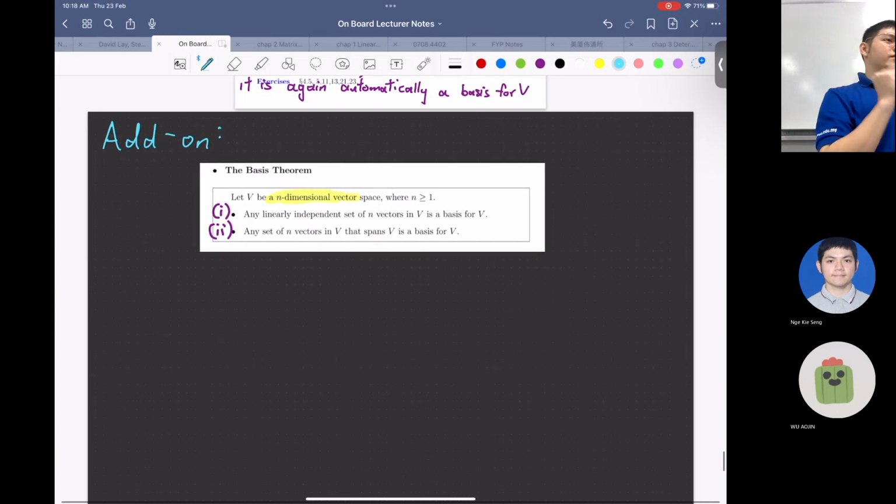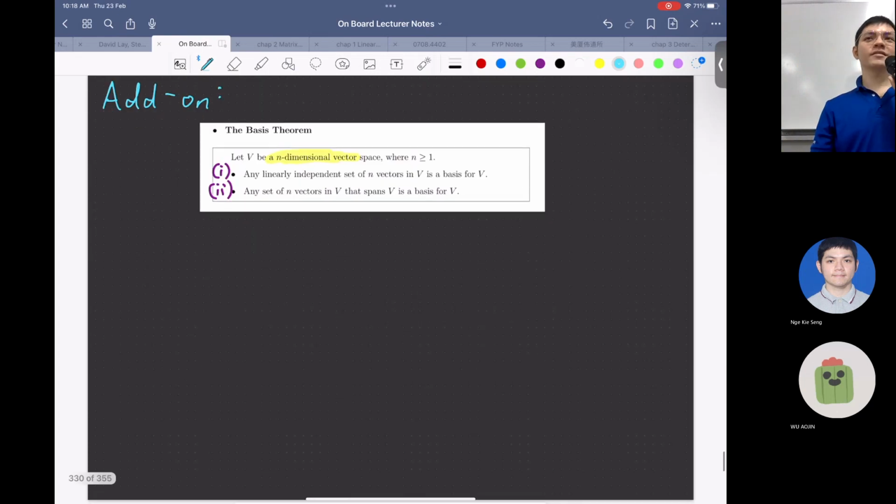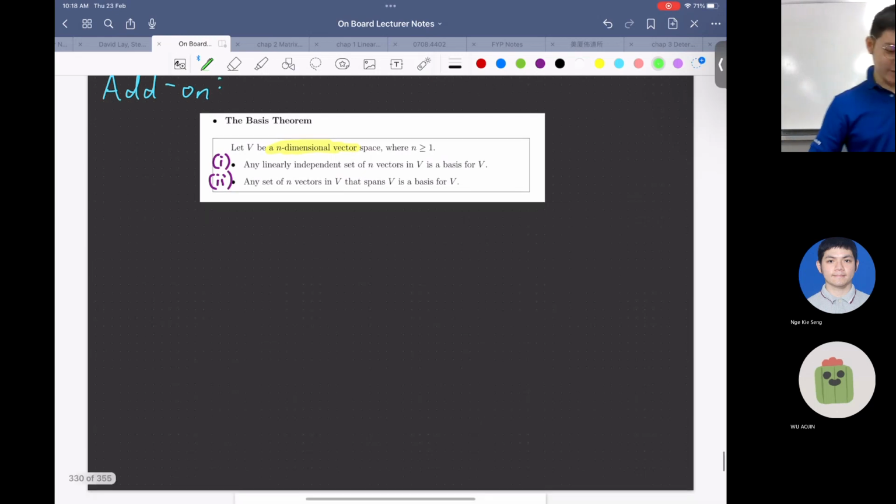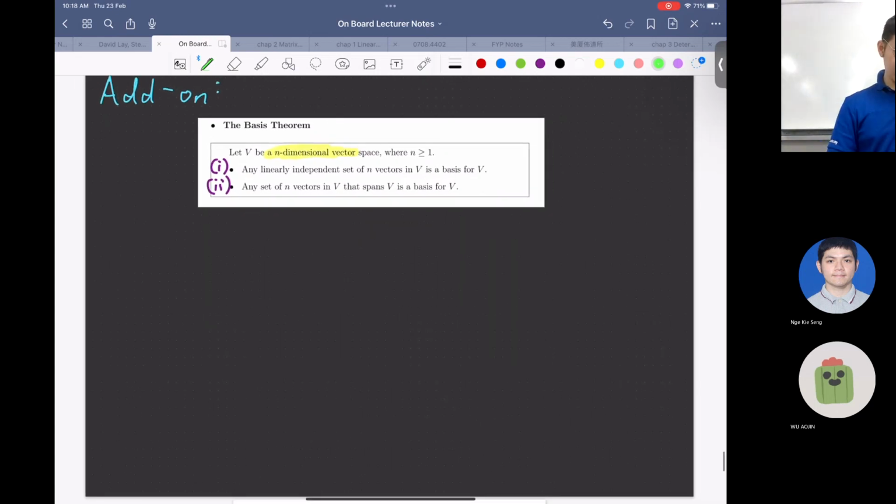Do you want to add on something to this basis theorem? I still want to add some selling point for this basis theorem here. Okay, why is it useful? I want to add some selling point. Okay, I want to market this theorem here.